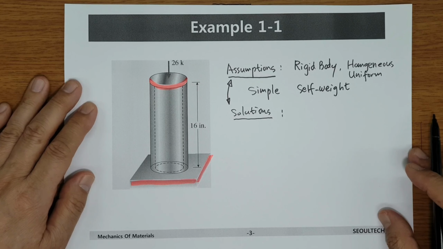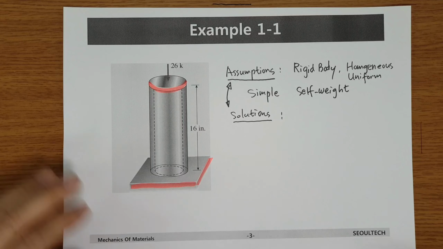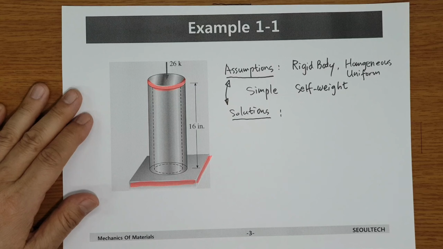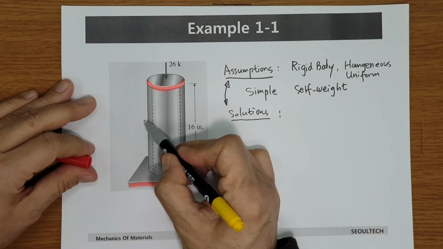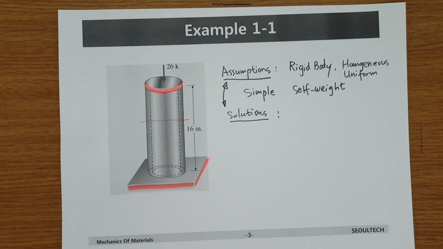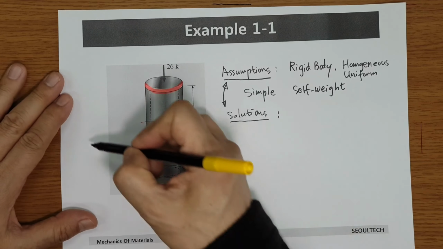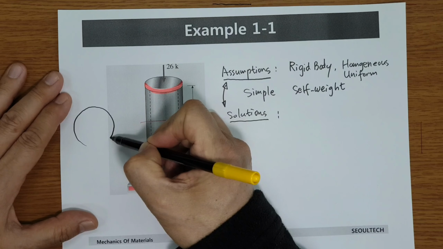Okay, let's go back to this problem again. When you think about this kind of cylinder, okay, when you cut here, then you can draw the cross section like this one.